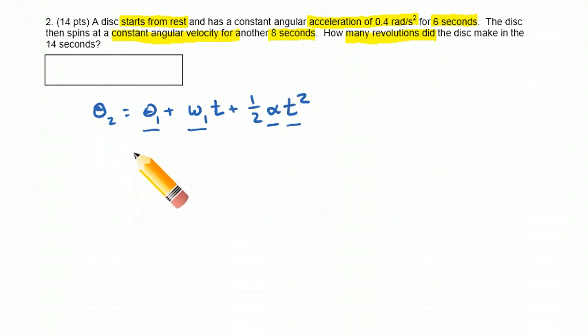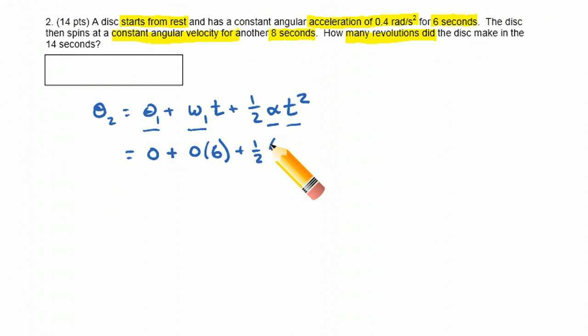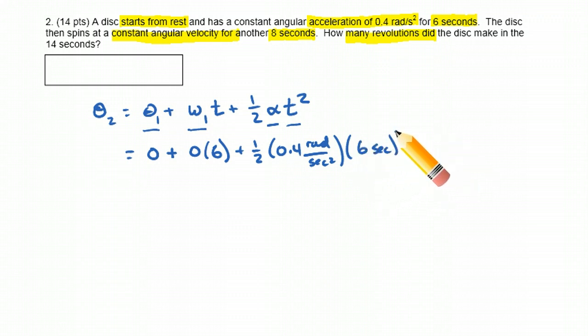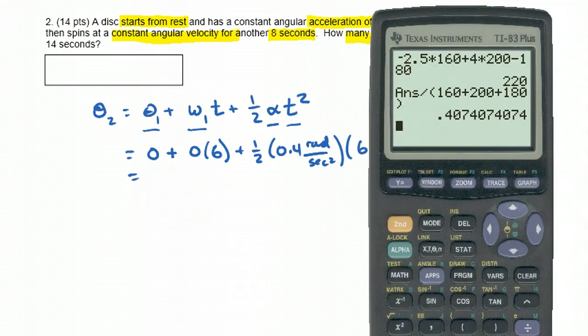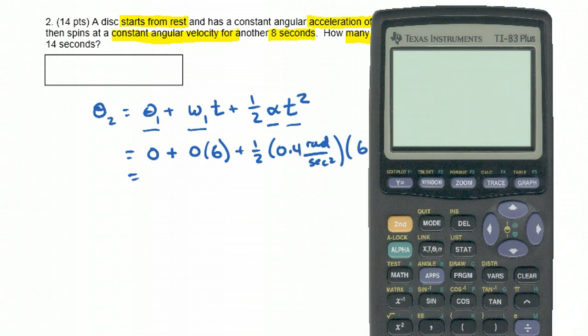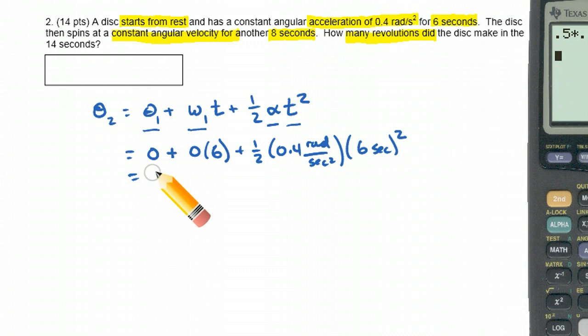Okay, so theta 2 is going to be 0 plus 0 times, let's see, we're going for 6 seconds in the first part, plus 1/2 times 0.4 radians per second squared times 6 seconds squared. Alright, so that will give us 0.5 times 0.4 times 6 squared, which is 7.2 radians.